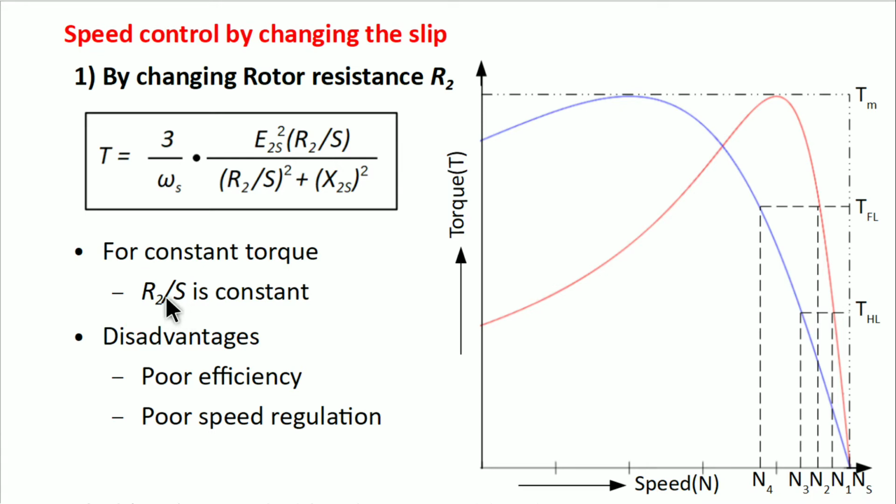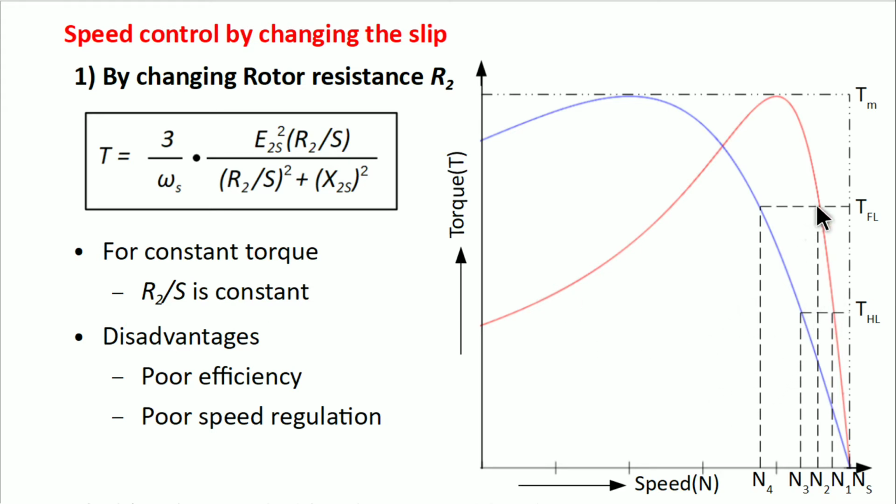To keep R2/s constant, if we increase the resistance, the slip will also increase to have the same ratio R2/s and to have the same torque, because our load is constant. So if we increase the rotor resistance, the slip also increases and the ratio remains the same, constant. But by changing this resistance, we are changing the slip, therefore the speed also changes. Let us see how.